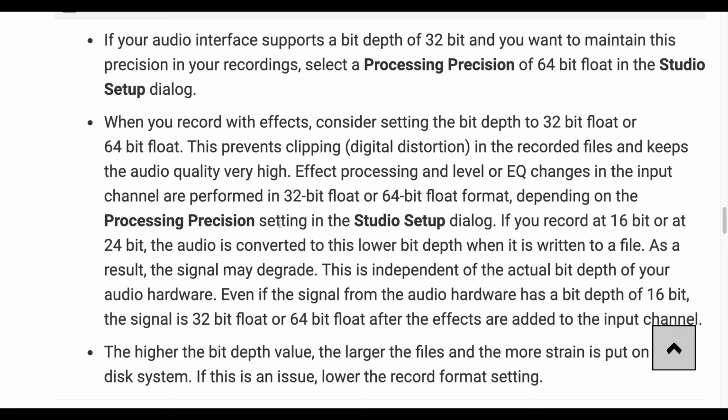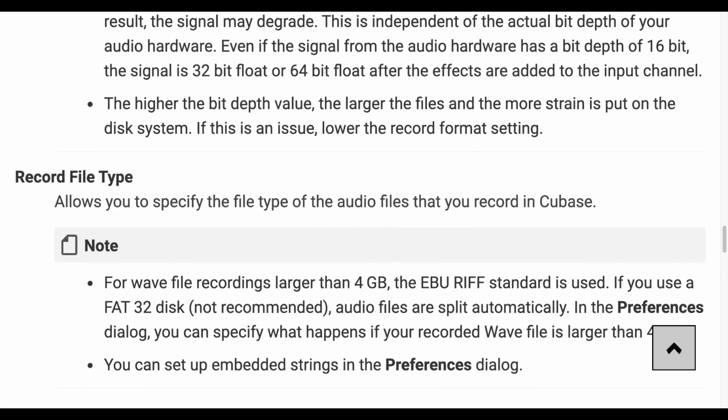If you record at 16-bit or at 24-bit, the audio is converted to this lower bit depth when it is written to a file. As a result, the signal may degrade. This is independent of the actual bit depth of your audio hardware. Even if the signal from the audio hardware has a bit depth of 16-bit, the signal is 32-bit float or 64-bit float after the effects are added to the input channel.